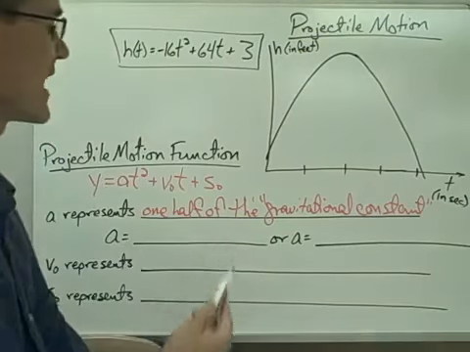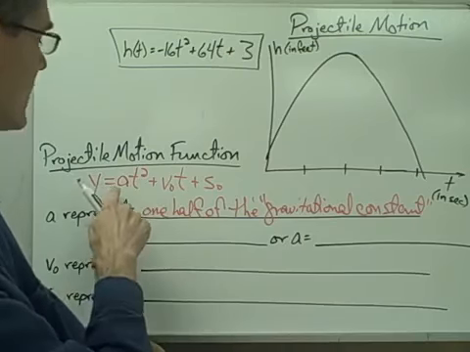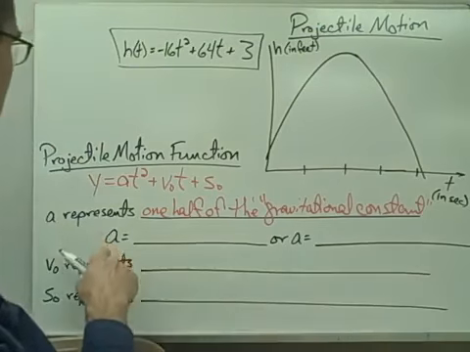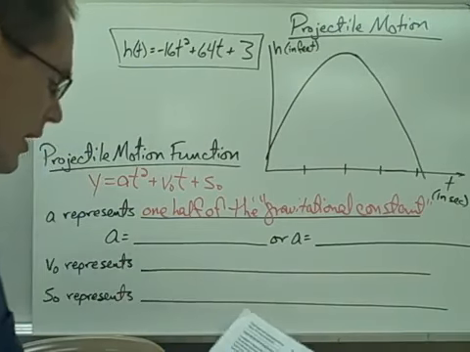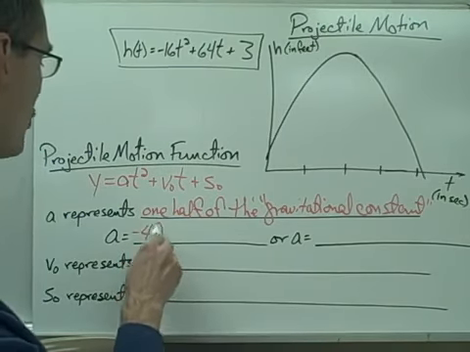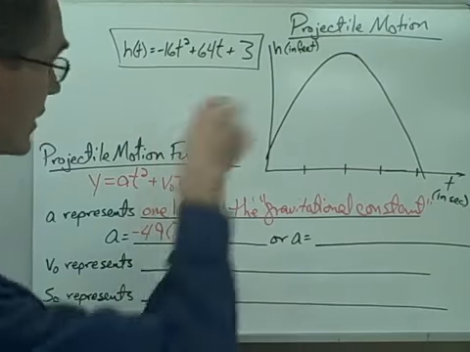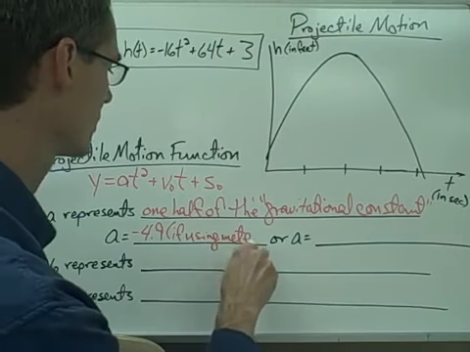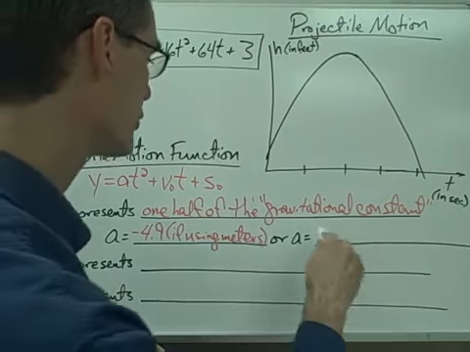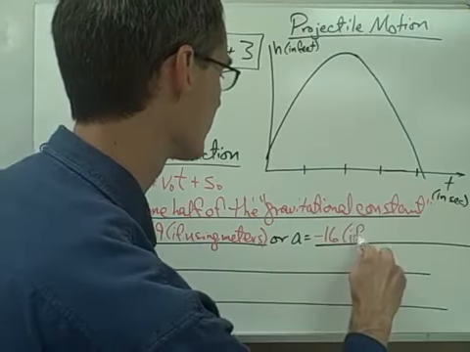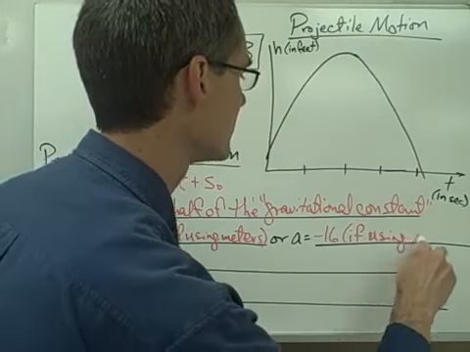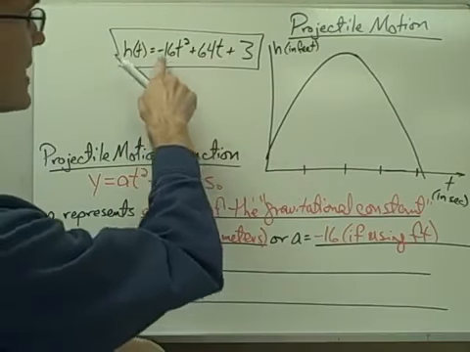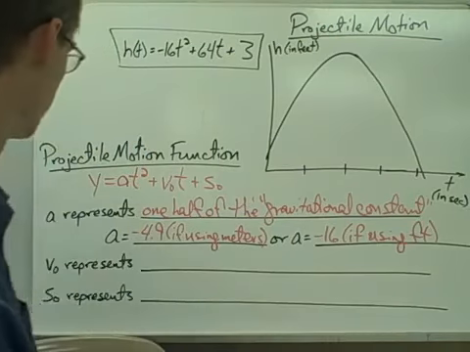The gravitational constant is just a number that indicates the acceleration or deceleration of a body due to the force of gravity. And the value for a, at least on Earth, is either negative 4.9 if we're using meters, or a is equal to negative 16 if we're using feet. Those are the two most commonly used values for a. So you can see in this particular instance with the baseball, we're doing our measurements in terms of feet.